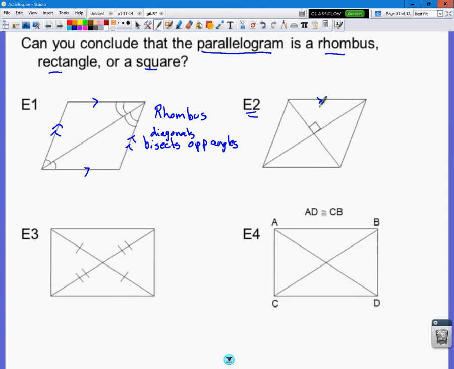Example 2. They told me it was a parallelogram. Is there enough information to say whether it's a rhombus, a rectangle, or a square? What is it? It's a rhombus. And how do I know for sure it's a rhombus? The diagonals are perpendicular.